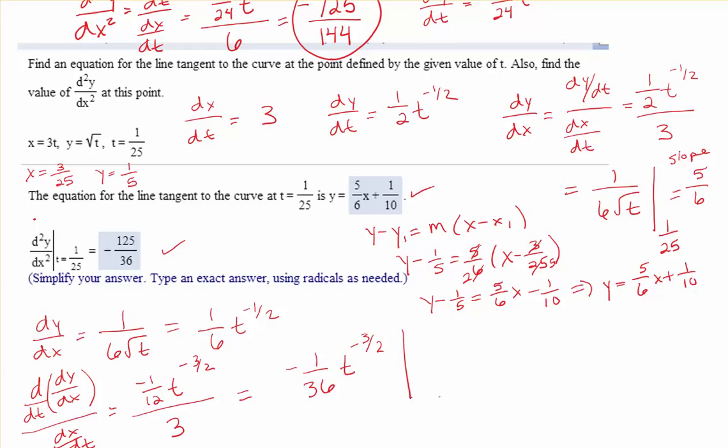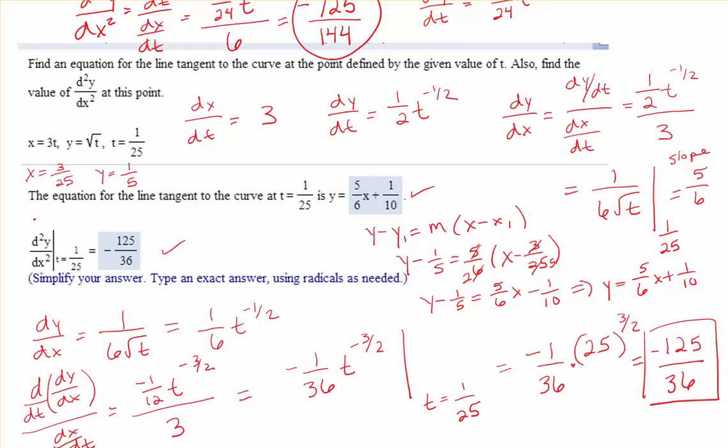Then when you plug in t equals 1/25, if you plug in 1/25 into the negative 3/2, that's the same as saying 25 to the positive 3/2. So this is negative 1/36 times 25 to the positive 3/2. The square root of 25 is 5, cubed is 125. So negative 125 over 36 is the correct answer.